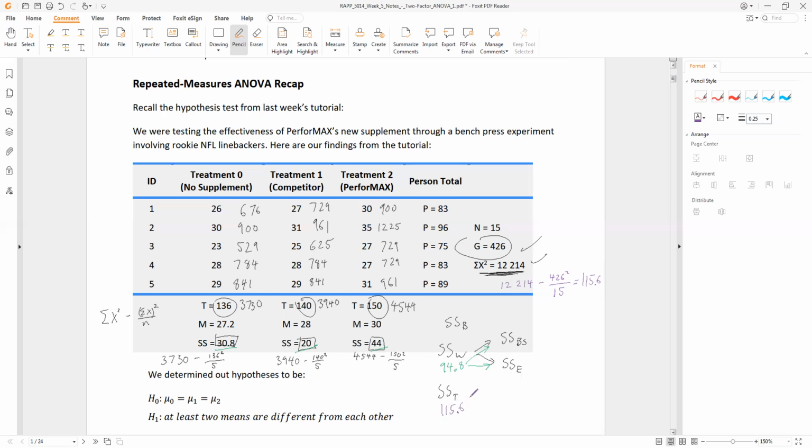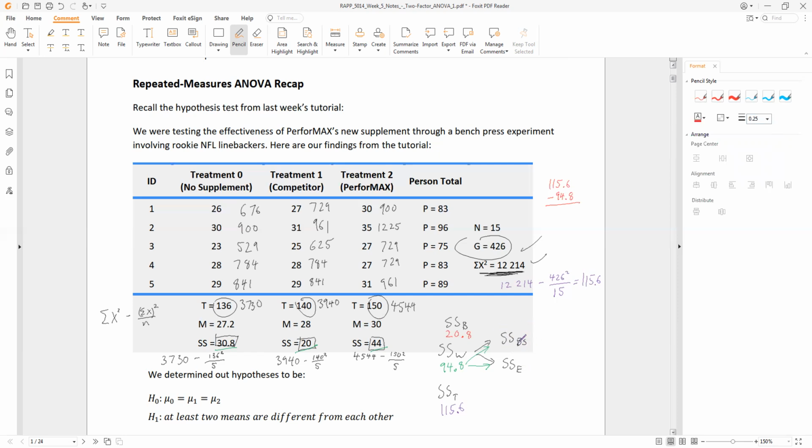Right? That's my SST. And then my SSB, my between, is going to be just subtracting, right? Let me not do that right there, just because I want some space there for that. But I'm going to do 115.6 minus the 94.8, and that's going to get me 20.8. Right? So now I have my SS between, my SS within, my SS total, and what's left is to split the SSW into the SS between subjects and the SS error, right?